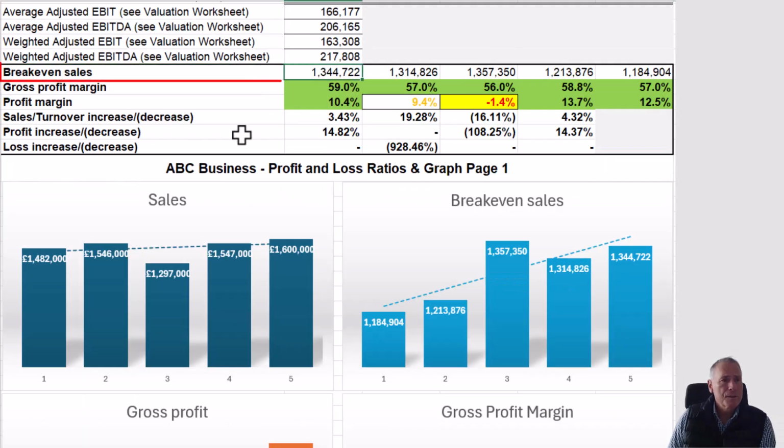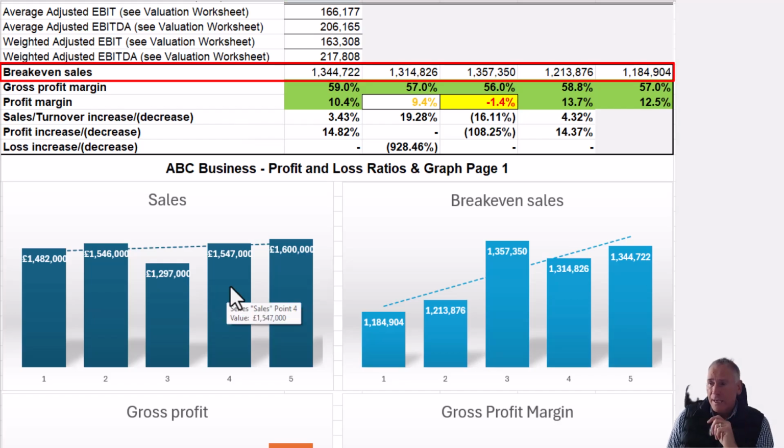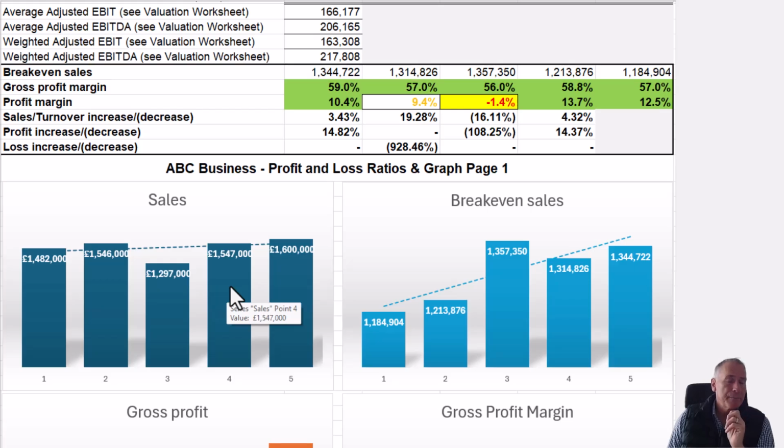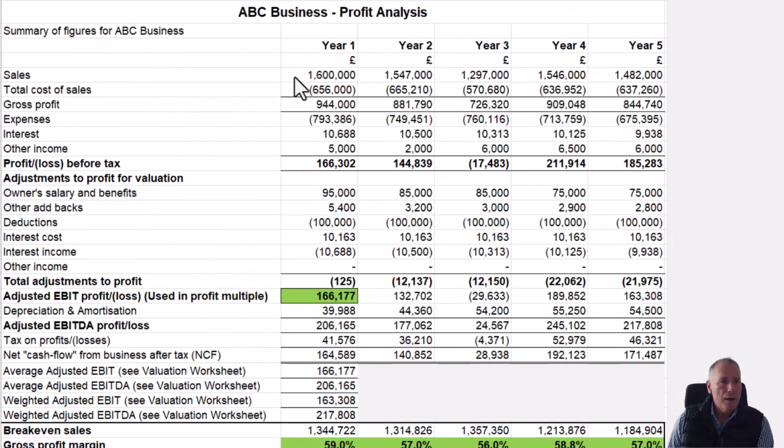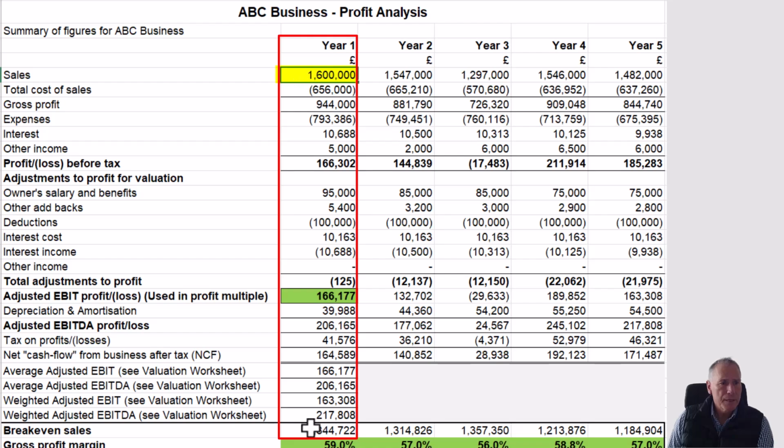So first of all, we can see that it shows you what the break-even sales are. And what that means is that's the minimum level of sales that the business requires in order to cover its overheads. So it'll make 0 profit and 0 loss. And knowing your break-even sales is a key indicator for a business's viability. So in this case, in year 1, our sales are 1.6 million and our break-even is 1.344 million, that is. So we are sufficiently above the break-even point.